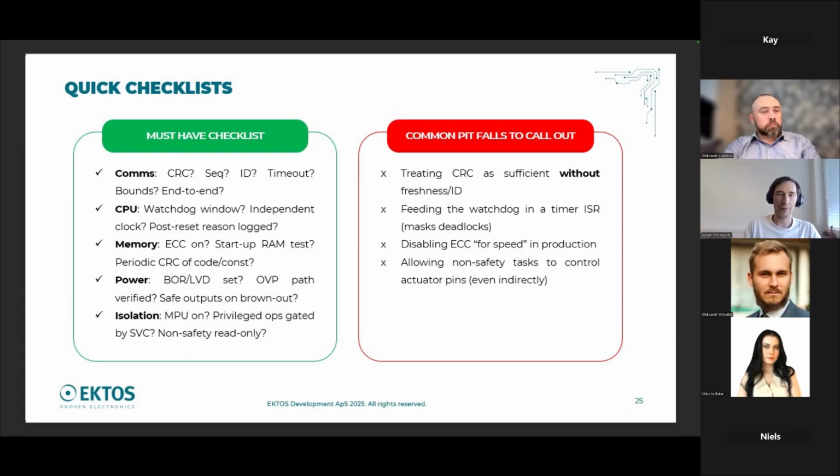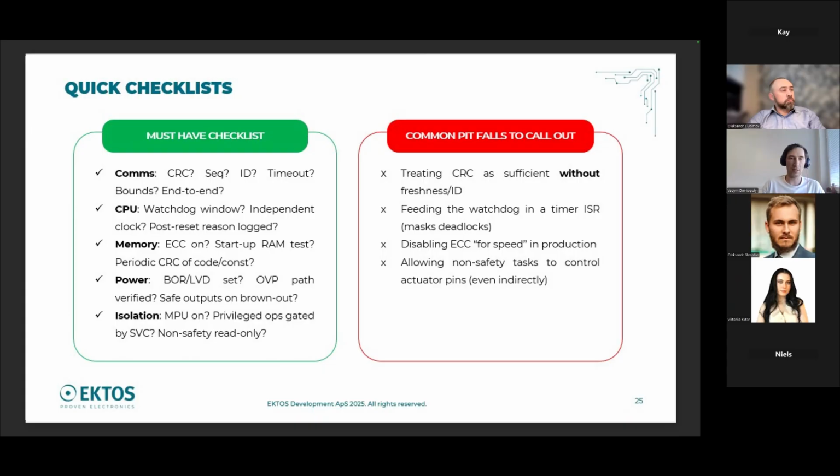components you have. If you are using a CPU, at least you have to have a watchdog, windowed watchdog. It should be at least independent clock, and post reset you should check to understand how to react if you start up. Maybe you have to lock your MCU and go to the safe state for the power down.